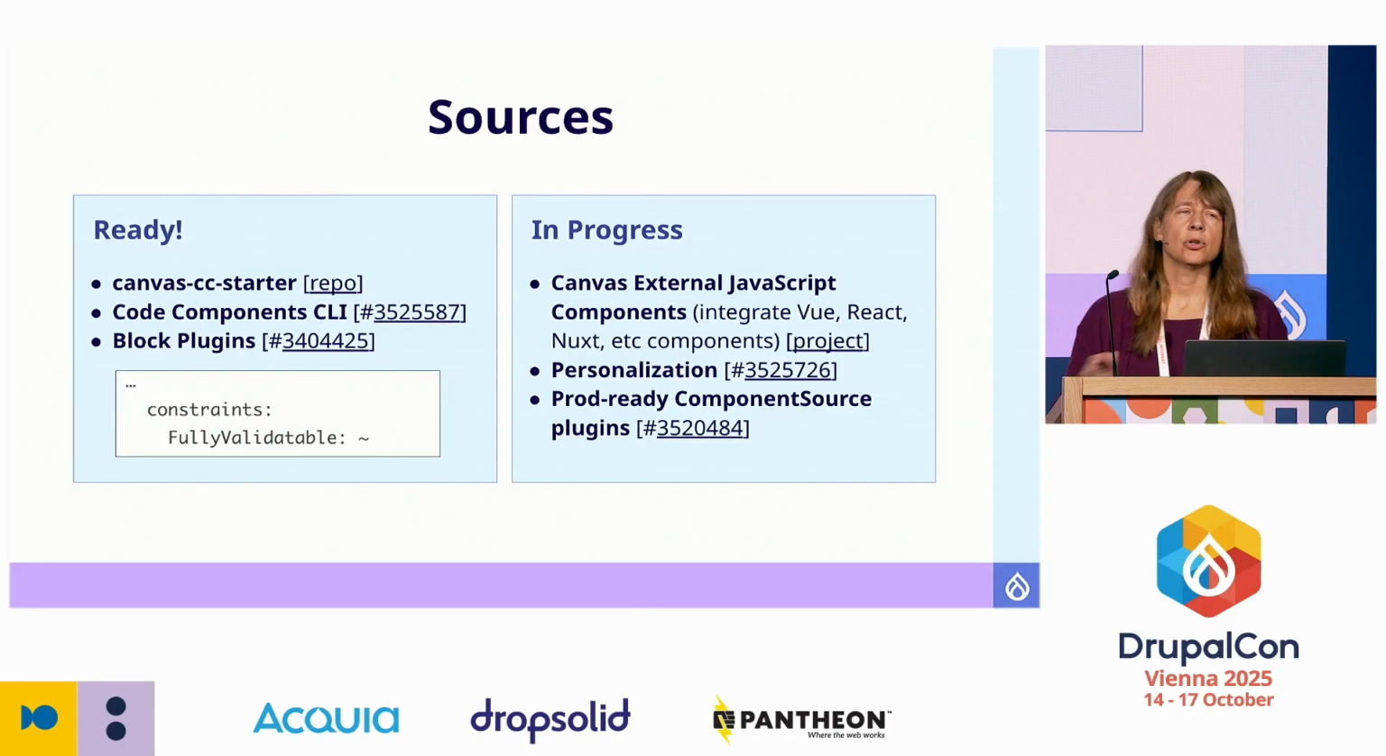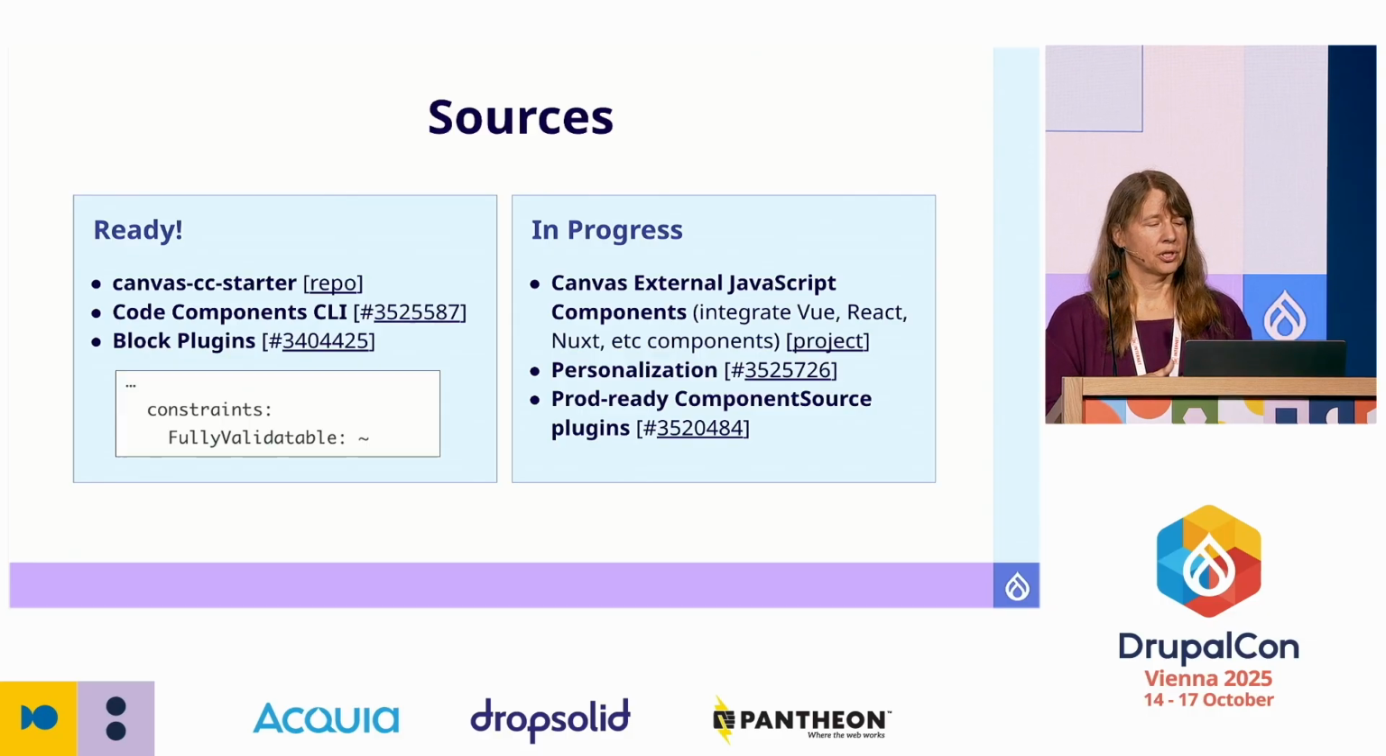And if you have your own block plugins in your system, it's very easy to get those to show up within Canvas with just a little bit of extra code in your YAML file. So that's that constraints fully validatable little blurb there.